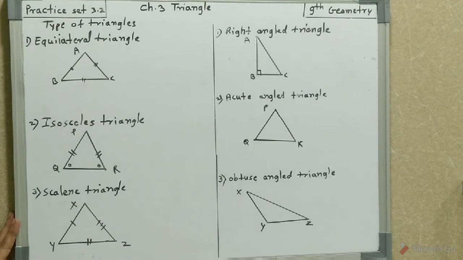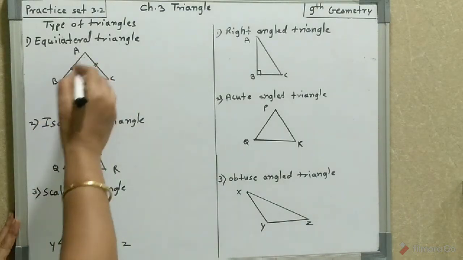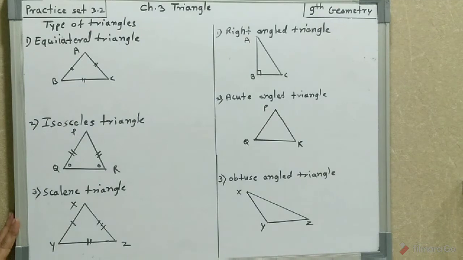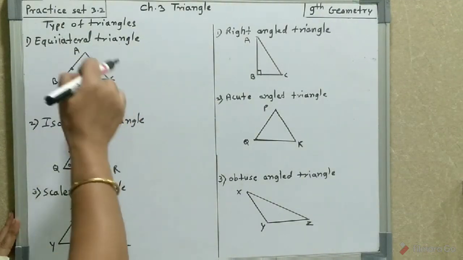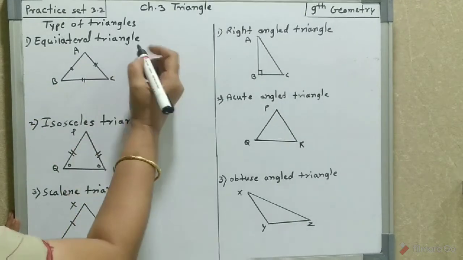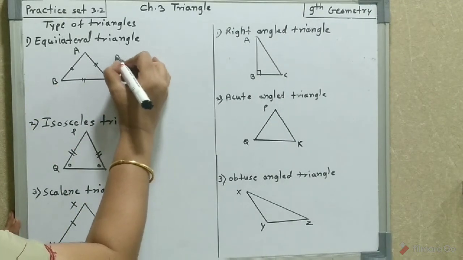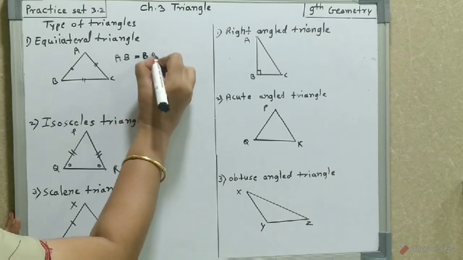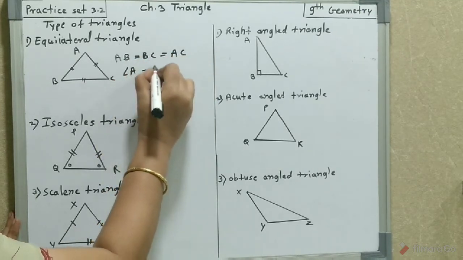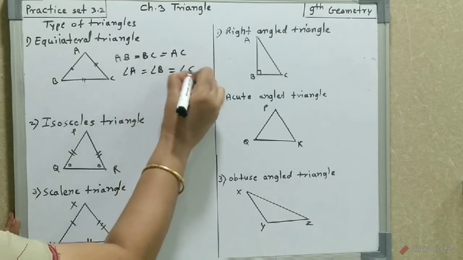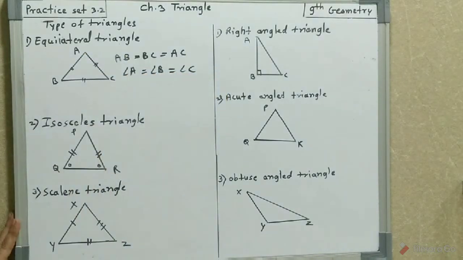In an equilateral triangle, all the sides are equal and all angles are also equal. The measure of each angle is 60 degrees. So 60, 60, 60 equals 180 degrees. So what is the property of this triangle? All the sides are equal. So side AB is equal to side BC is equal to side AC, and angle A equals angle B equals angle C. So this is the equilateral triangle.